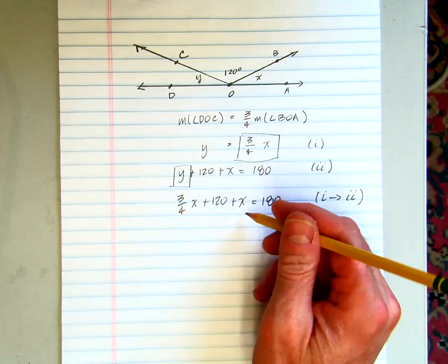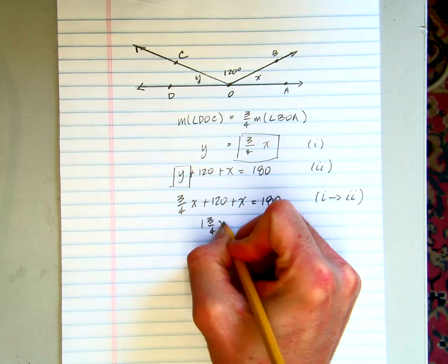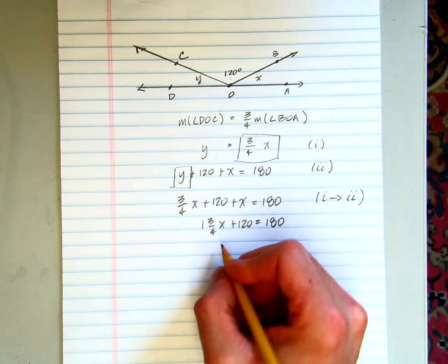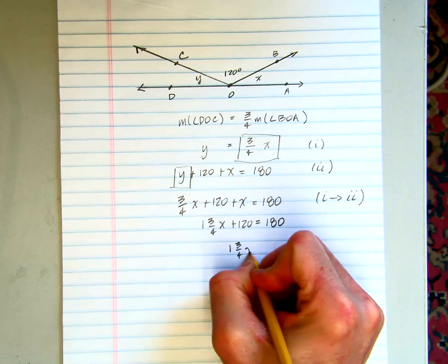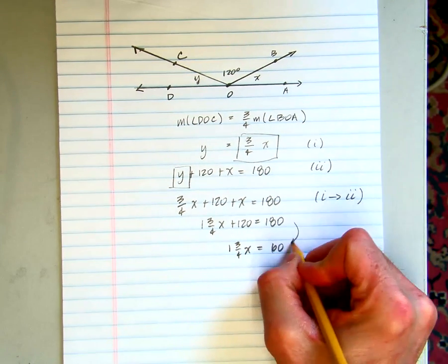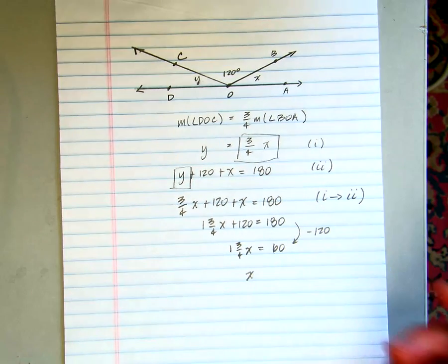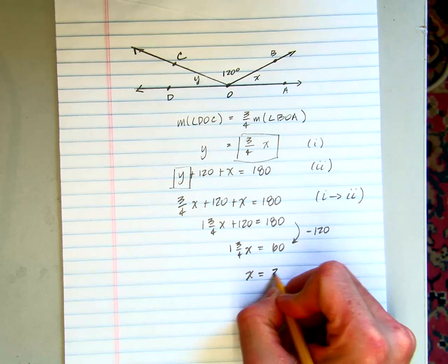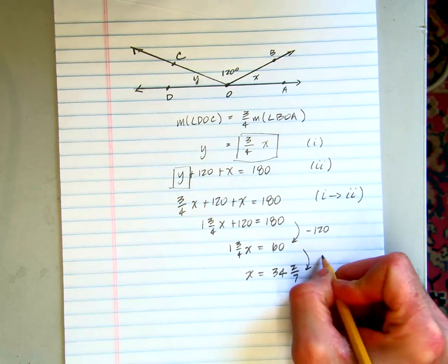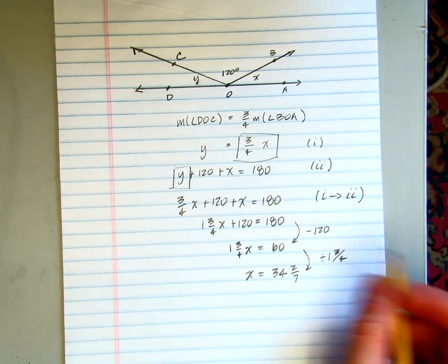So a little algebra we'll do here. 3/4 x plus x, well, that's 1 3/4 x plus 120 equals 180. If I subtract 120 from both sides, I get 1 3/4 x equals 60. So from here to here, I subtracted 120. And solving for x, I would divide through by 1 3/4, and we would end up with 34 2/7 as our answer here. So here I divided by 1 3/4. So I found what x is.